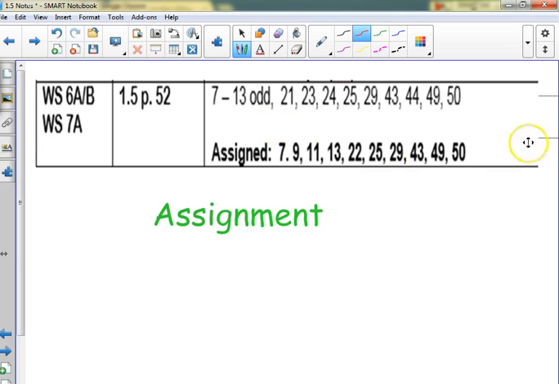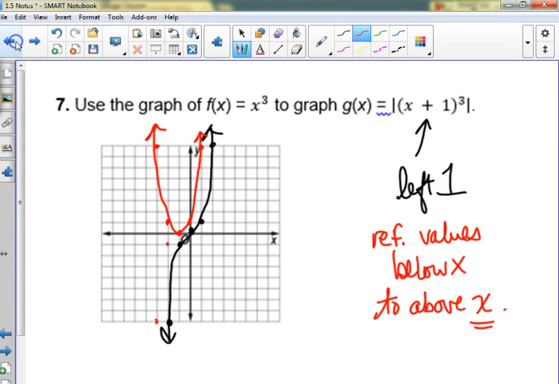Yes, I will. 1 second. This is the assignment, guys. It says right here we went over 6A, B, and 7, and so this is the practice you're supposed to do tonight. The bold ones, there's 4, 5, 6, 7, 8, 9, 10 problems. Okay? 1.5, the first assignment. What do you need?